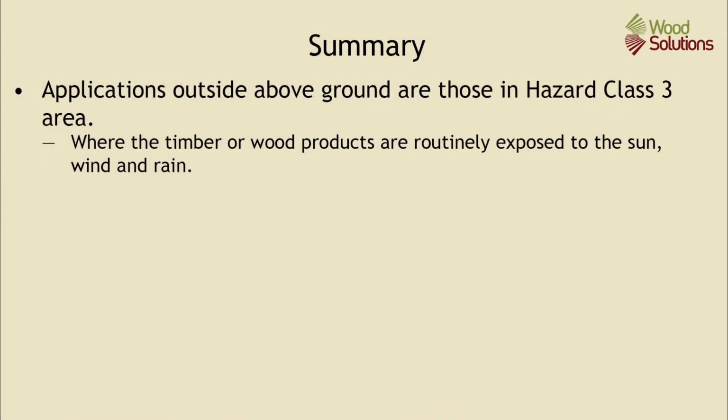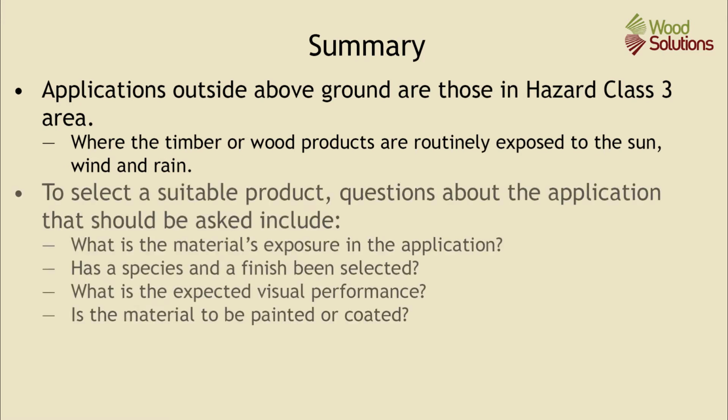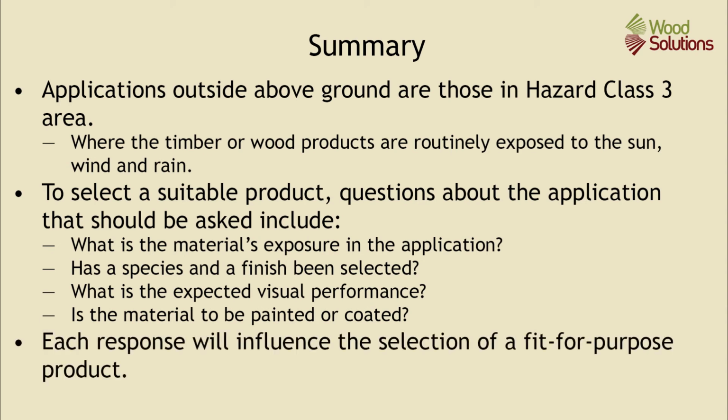In summary, applications outside above ground are those in hazard class 3 areas, where the timber or wood products are routinely exposed to sun, wind and rain. To select a suitable product, questions about the application that should be asked include: what is the material's exposure in the application? Has a species and a finish been selected? Then, what is the expected visual performance? And is the material to be painted or coated? Each response will influence the selection of a fit-for-purpose product.